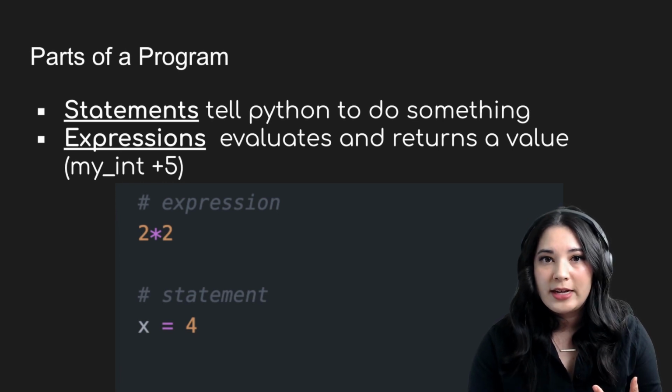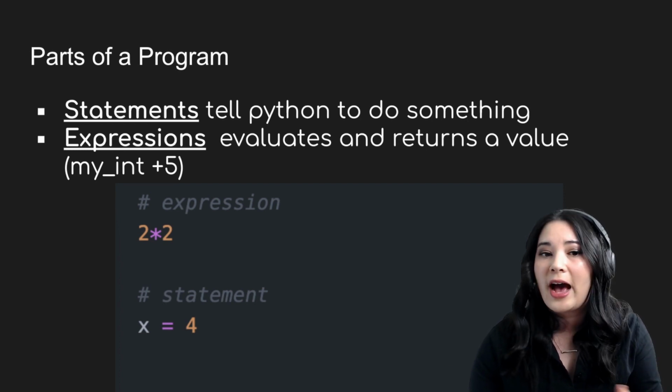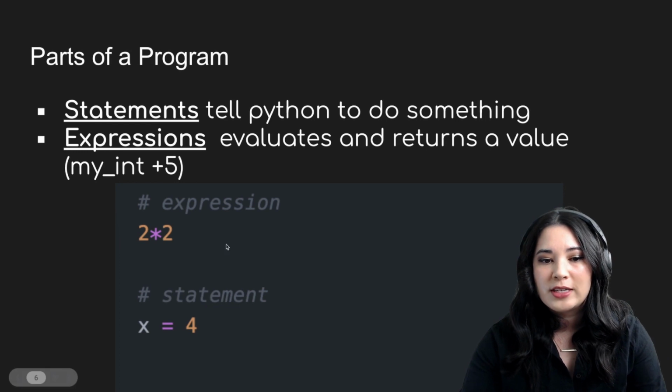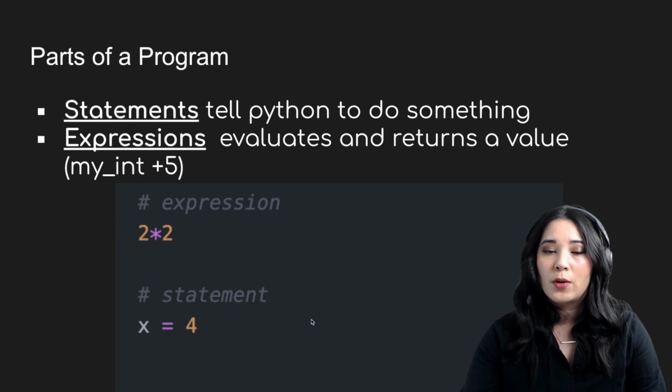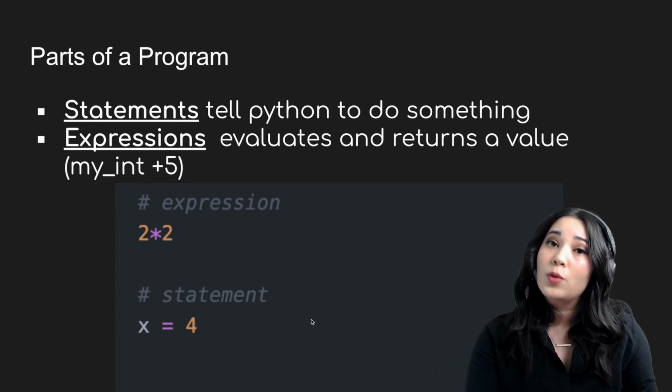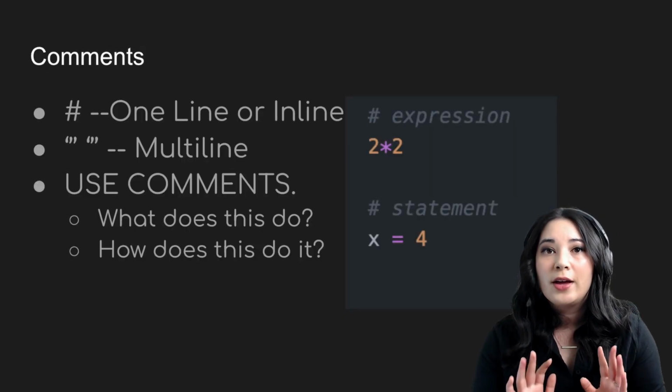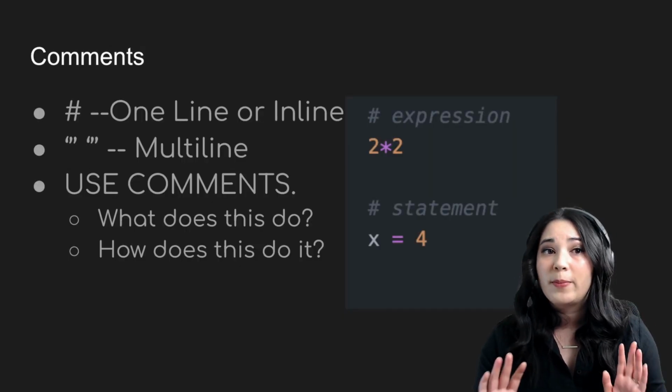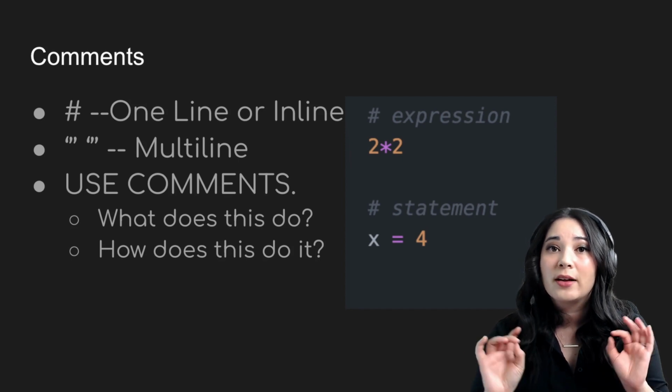A statement is something that tells Python what to do, but doesn't necessarily have a computation. For instance, the statement x equals 4 is just telling Python, take the value 4 and store it in the variable x.